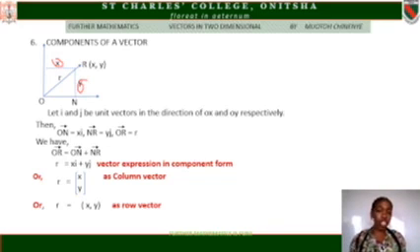Then this vector in component form can also be expressed as a column vector, which we have discussed. A column vector is a vector in a vertical form. This component vector can also be expressed as a row vector. So either of these expressions are also showing a component vector.